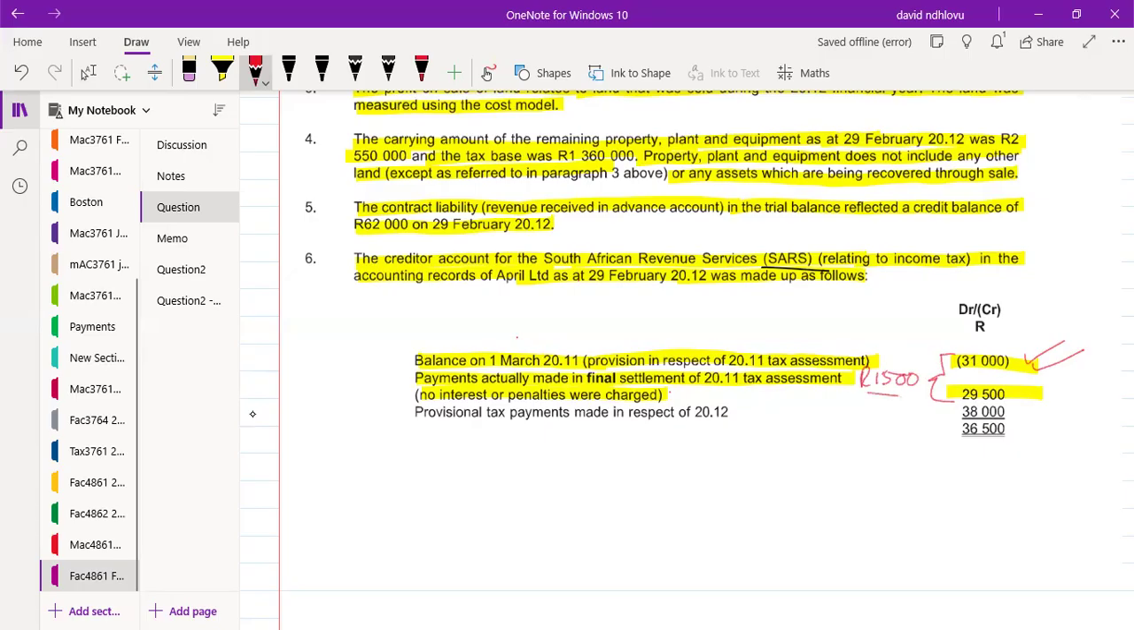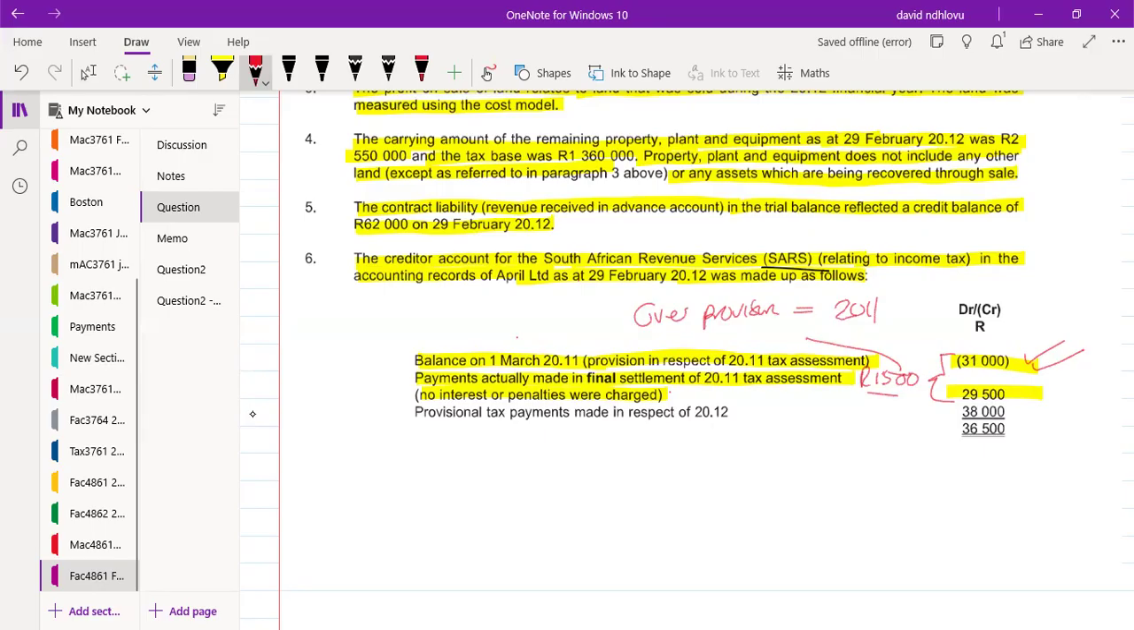Right, what does it tell you? You over-provided in your books. SARS then came to you and gave you the correct figures and you agreed with them. So you settled with them at 29.5. So this amount represents an over-provision. Right, in 2011. Now we have already closed the books in 2011. We are now in 2012.